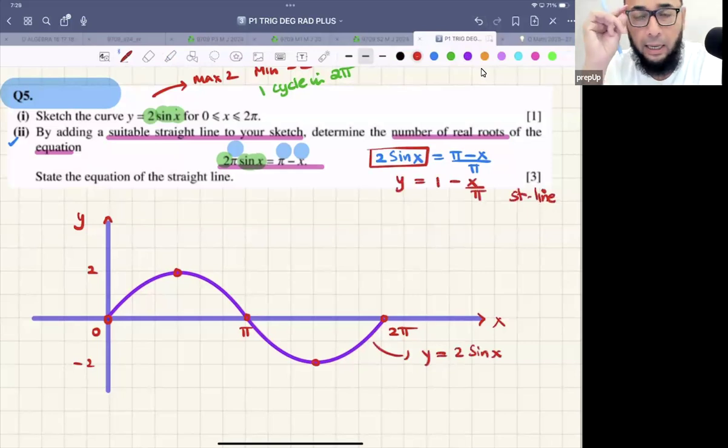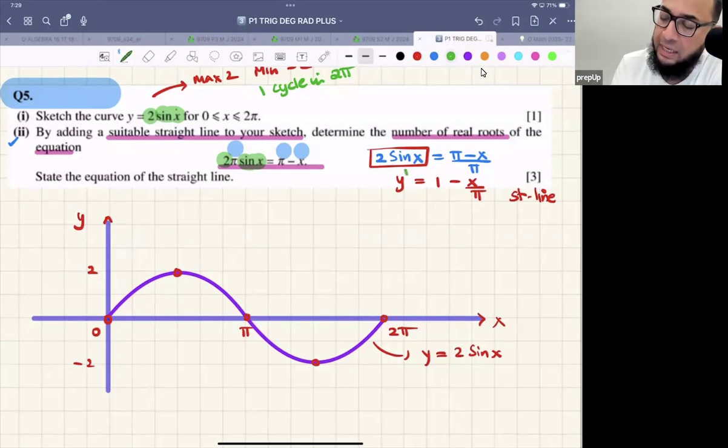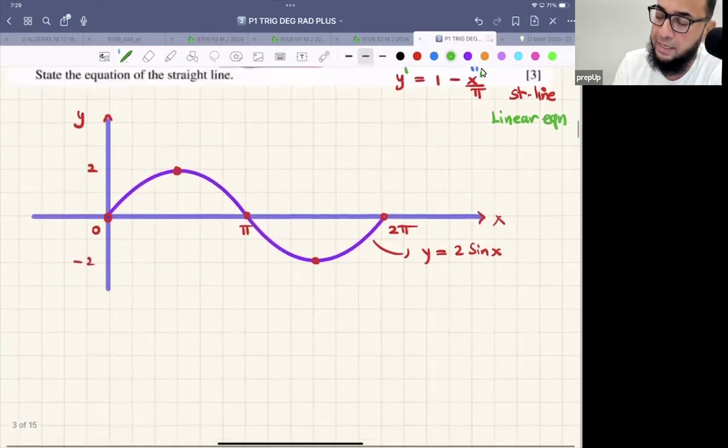Now some people ask this question: how do you know it's a straight line? How do you know that it's not a curve? Well, look at y. The power of y is 1 in the numerator. The power of x is 1 in the numerator. It's a linear equation.